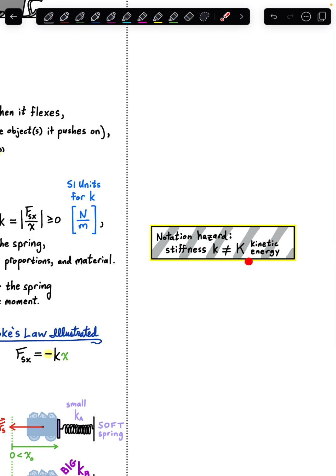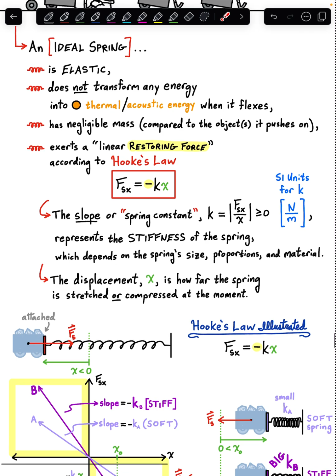They're going to show up in the same equations at times, but little k versus big K mean two different things. So the spring constant is the stiffness of the spring, and it's a number unique to every spring that depends on that spring's size, its proportions, and the material that the spring is made of. So every spring has a different spring constant, k, a different stiffness. x, the displacement, is how far the spring is stretched or compressed at a given moment. So x is a length, again, measured in meters here.